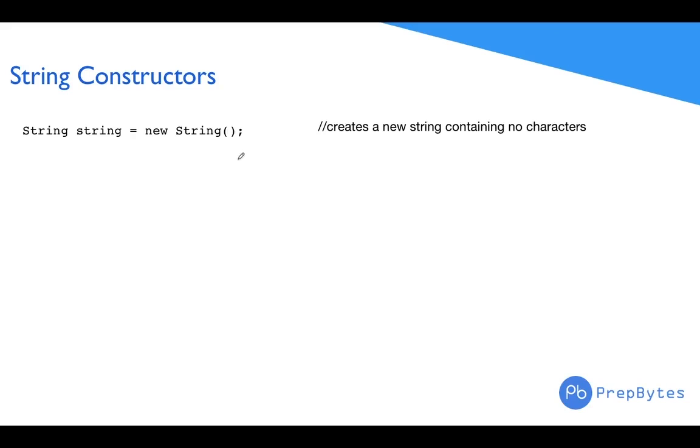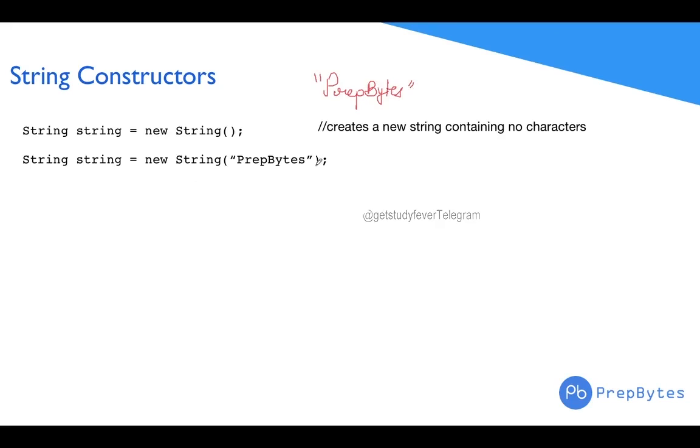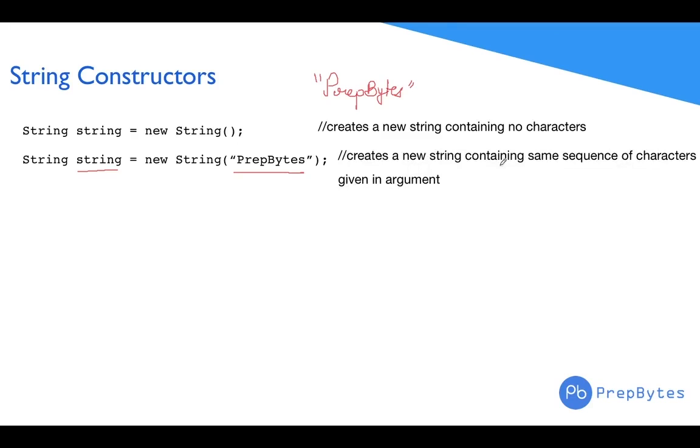Now let's say we have to create a string again, let's say PrepBytes, using constructors. We can do something like this. We create a String object and we create a new string PrepBytes. Again, this creates a new string containing the same sequence of characters given in the argument. So if we are giving PrepBytes here, then a new string PrepBytes is created in memory, and this string object points to that particular memory location.